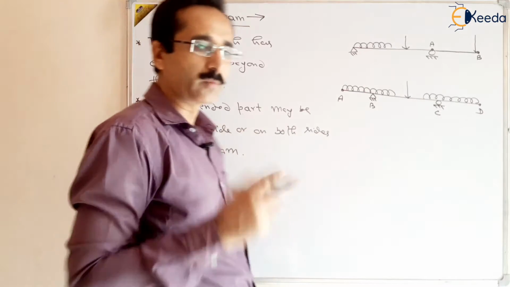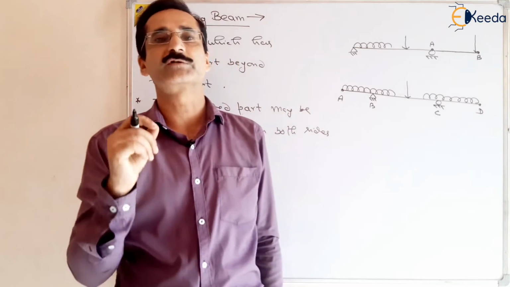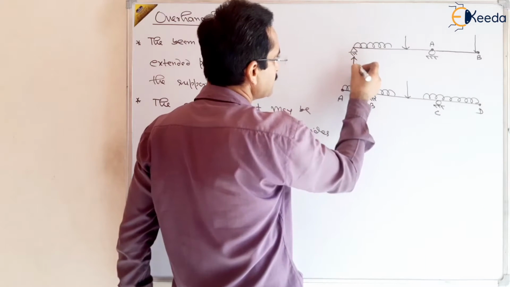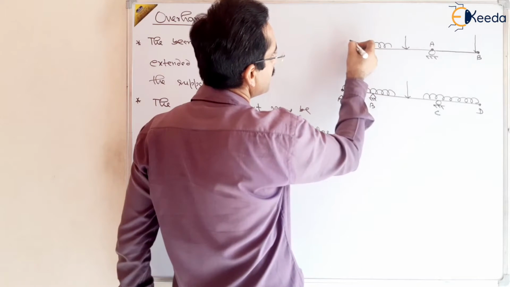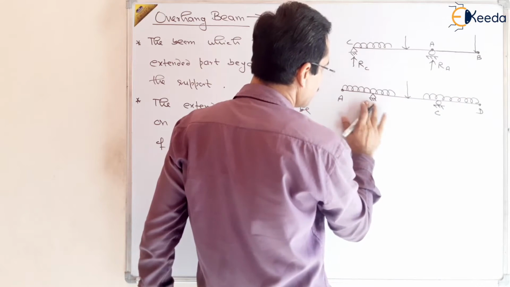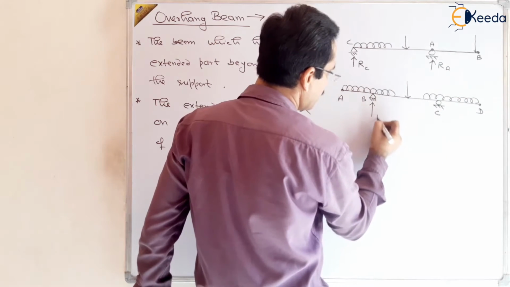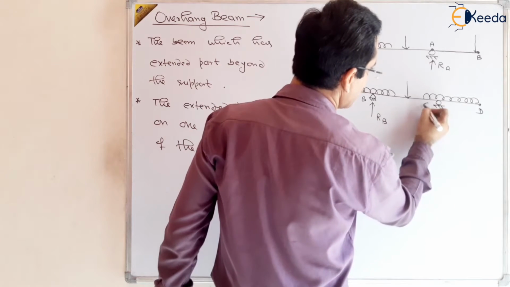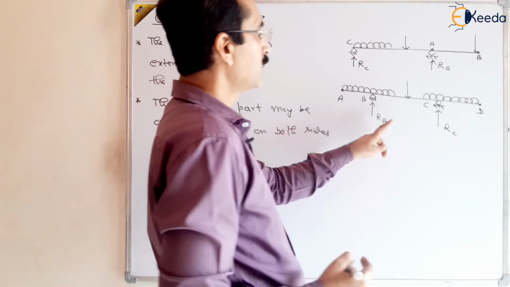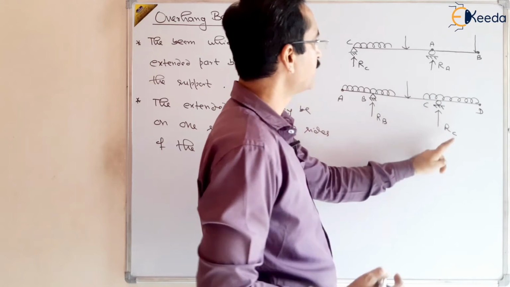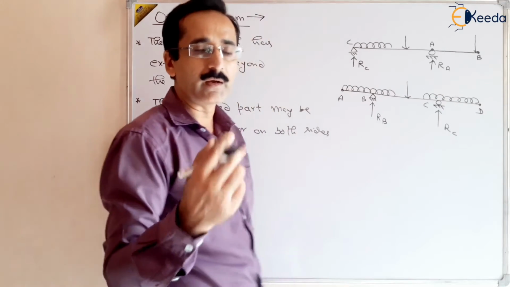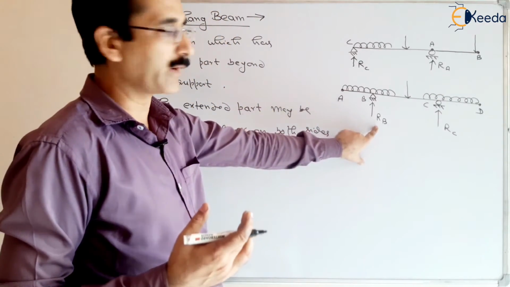So while solving a problem for an overhang beam, we have to first find the reactions as usual. So we have to find the reactions like this. Suppose this is RA and this is RB. Similarly, here the reaction will be RC. So we have to take the moment about either B or C, and here also we have to take the moment about C or A, and then we have to find out the reactions for the overhang beam, right?